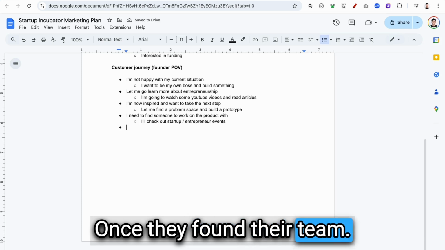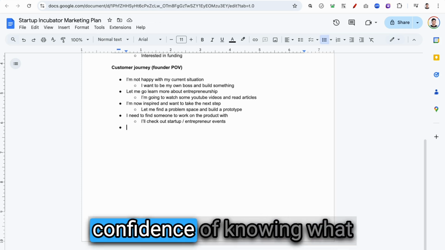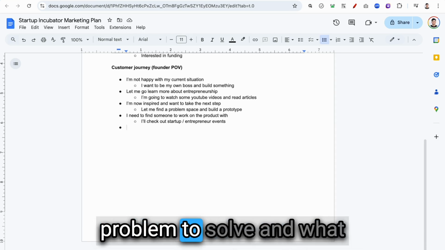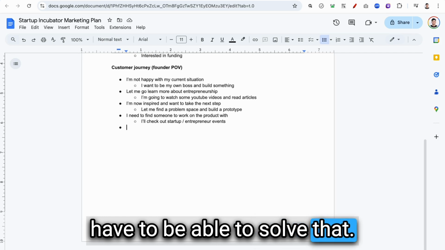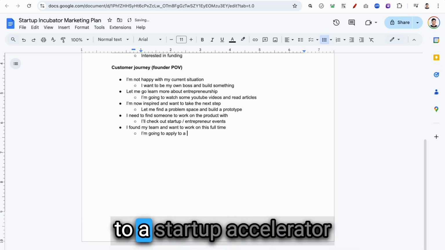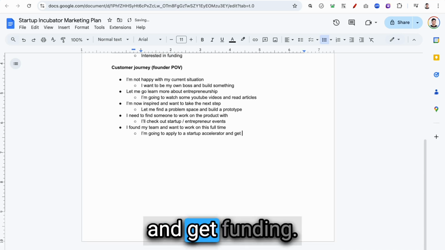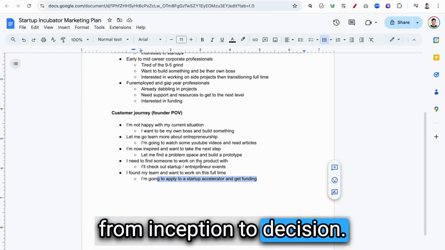Once they found their team, they will want to work on this full-time because they feel like they have the confidence of knowing what problem to solve and what the team skills they currently have to be able to solve that. And I'm going to apply to a startup accelerator and get funding. This is their customer journey from inception to decision.